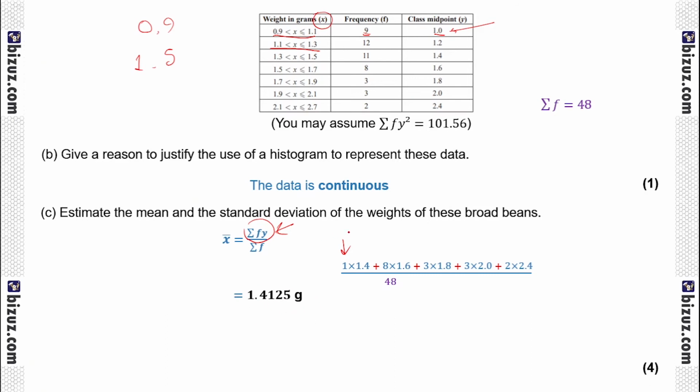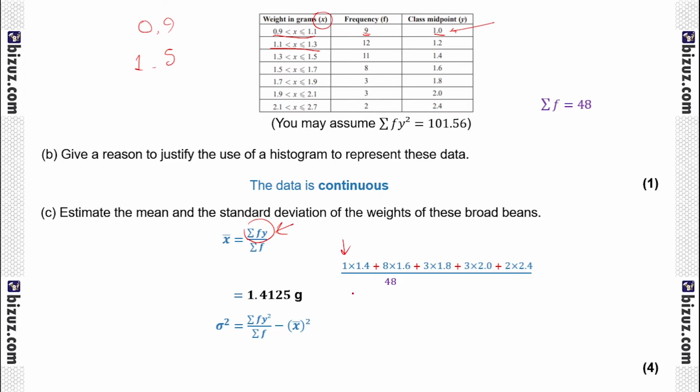We also need to find the standard deviation. First, I'll start off with the formula for the variance. Sigma squared equals the sum of frequency multiplied by y squared, which I already explained, divided by the sum of the frequencies, basically the total number of items, minus the square of the mean of x.